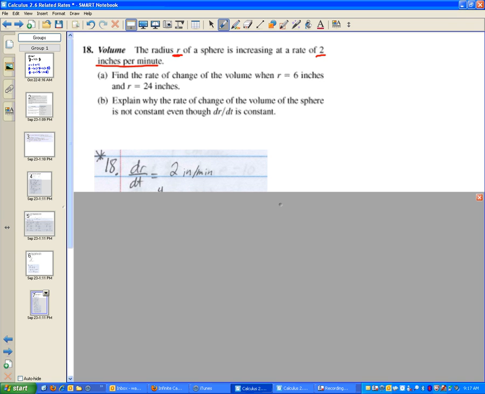Now, what do we need to know? Find the rate of change of the volume. That's the derivative of the volume. We don't have to write it down yet, but what will we call the derivative of the volume? dV dt. That's what we have to find. So we need to end up with an equation that has dV dt and dr dt in it. If I'm going to end up with an equation with the derivative of volume and the derivative of radius in it, don't I need to start with an equation that has volume and radius?